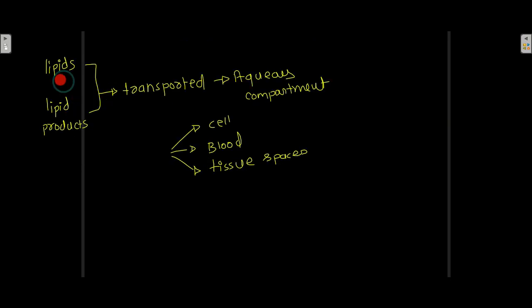The lipids and the products of lipids, that is what you get after digestion, must be transported through aqueous compartments, and they are transported in the cell, in blood and in the tissue spaces. So it is necessary to transport them through the aqueous compartment.